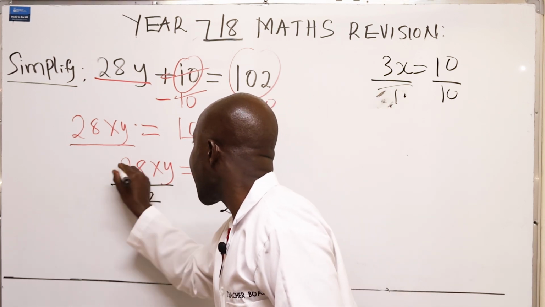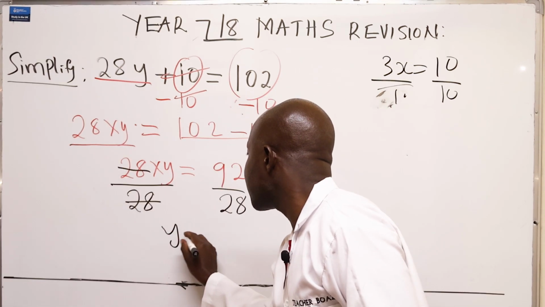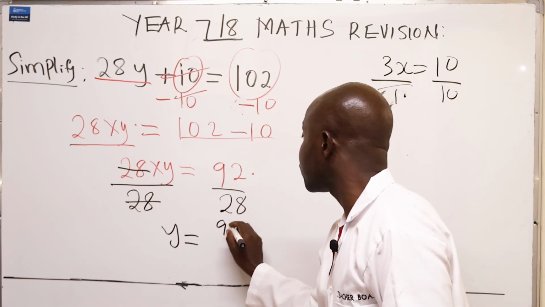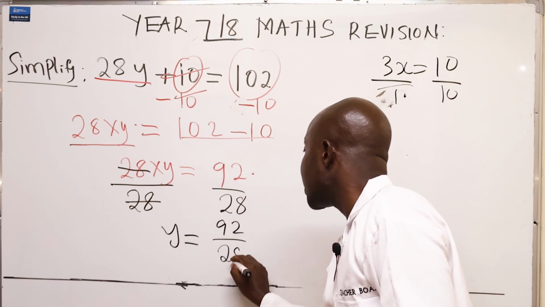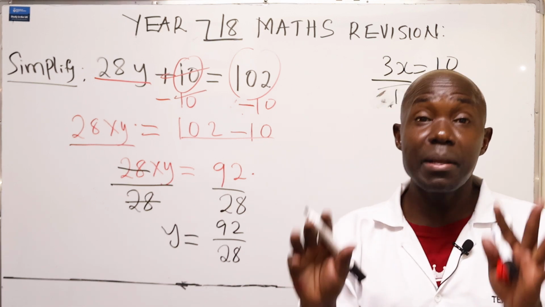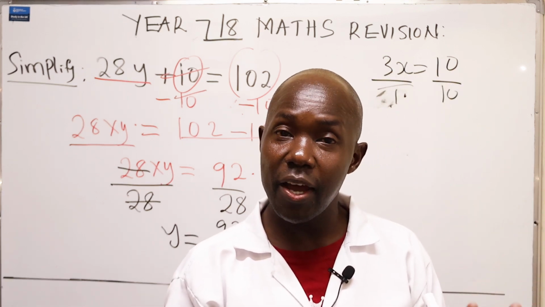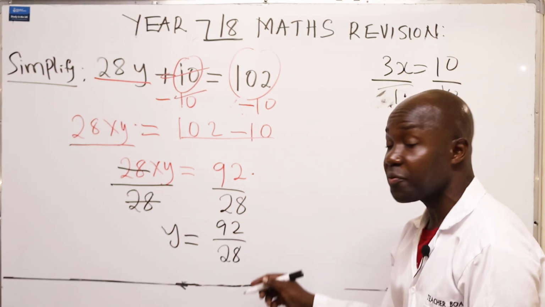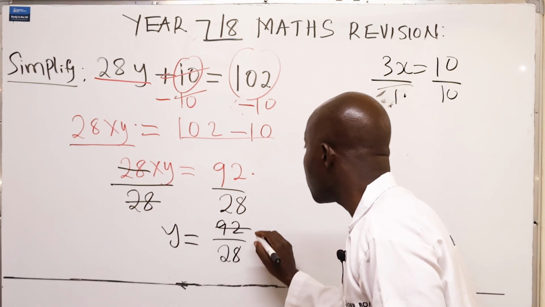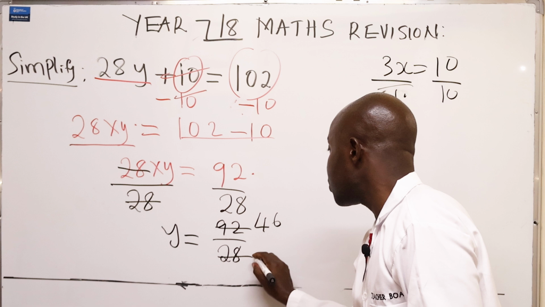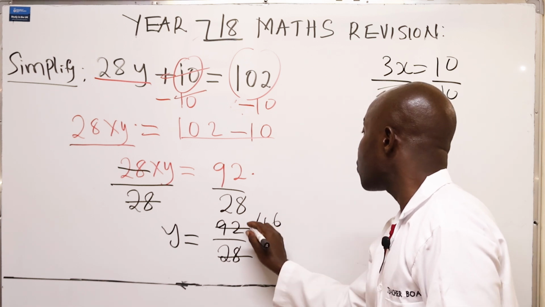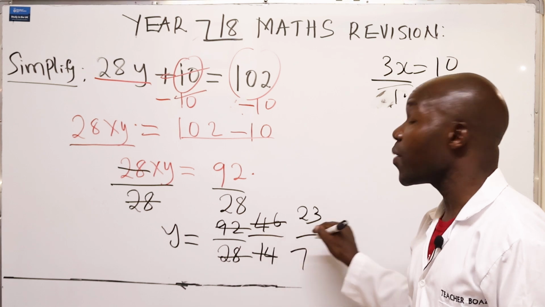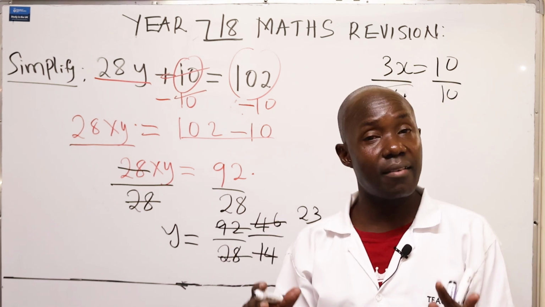Now 28 will cancel. So my y, which is the variable that I look for, is supposed to be 92 divided by 28. But remember, you cannot leave your answer at that point. We have to simplify. How do we simplify? Look at a common factor. Like 2 goes here 46, 2 goes here 14. 2 can go here 23, 2 can go here 7. Remember, we are getting 23 out of 7.